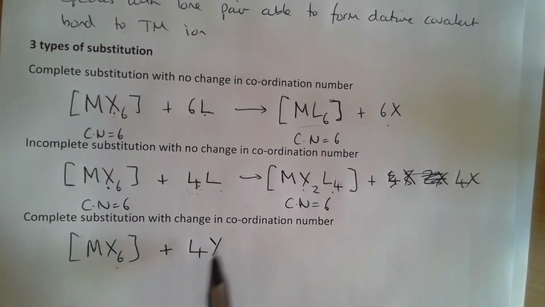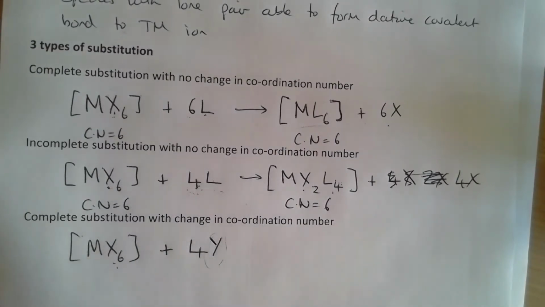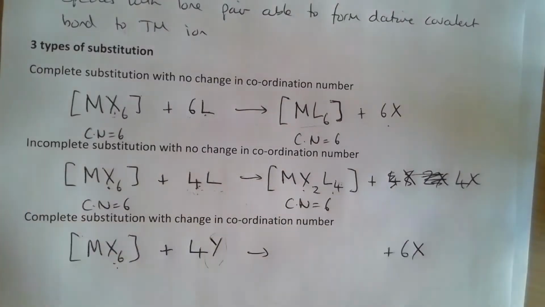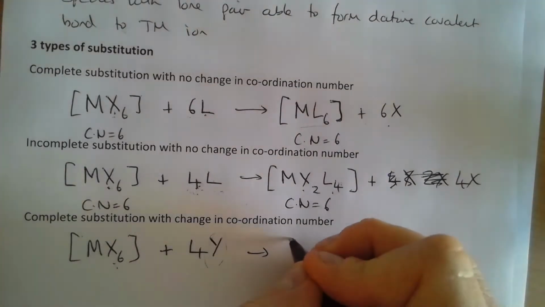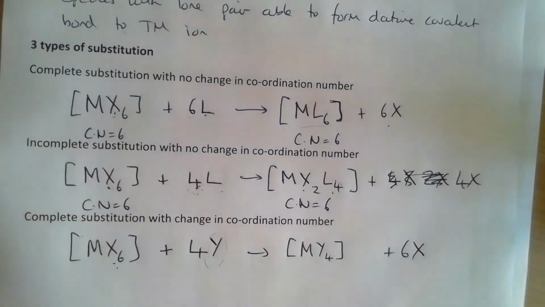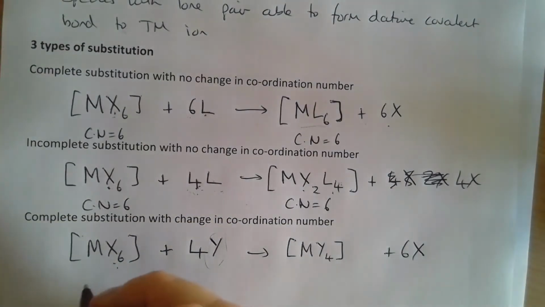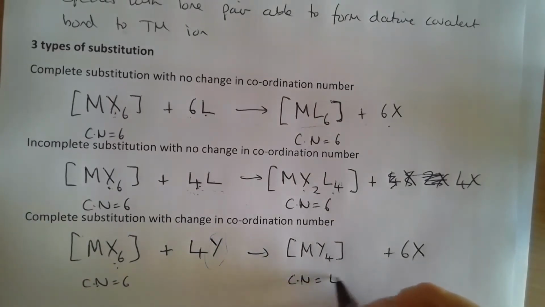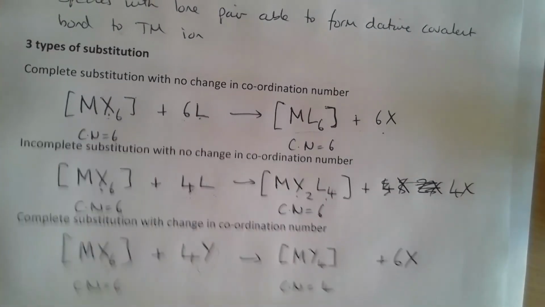Now this occurs if the Y is significantly larger than the X ligands. So all 6 of the X ligands have been displaced, removed, and then we have a complex that has just got 4 ligands. So we had a coordination number of 6 here, we've gone down to a coordination number of 4 here because we've only got 4 monodentate ligands.